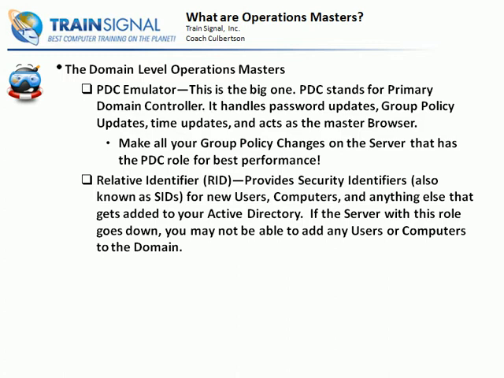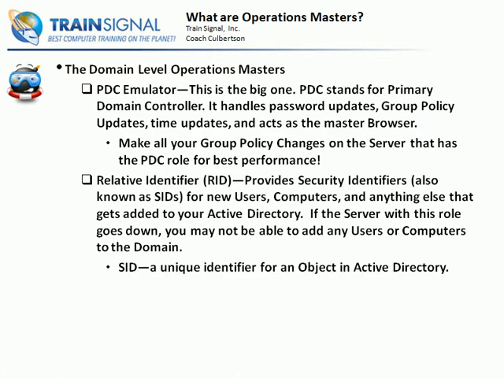Now, if you're familiar with DHCP, which, by the way, by now you should be, you know that DHCP hands out IP addresses to all of your clients on your network. The RID master, or relative identifier master, kind of does the same thing, okay, except that it hands out these unique identifiers for your different elements in Active Directory.